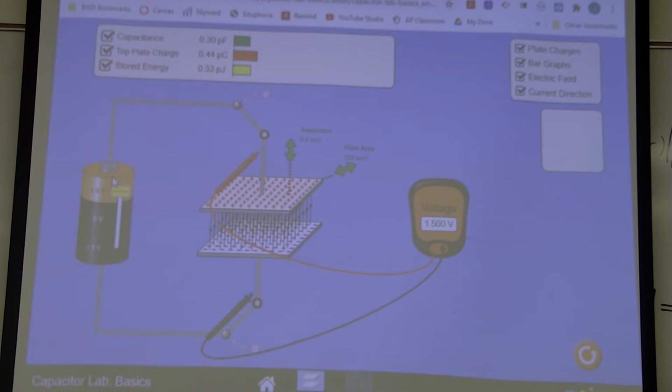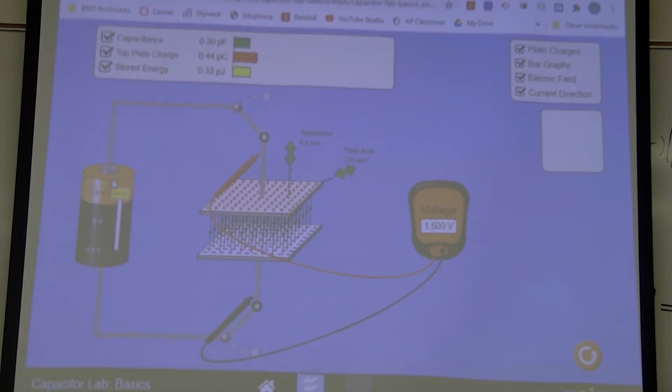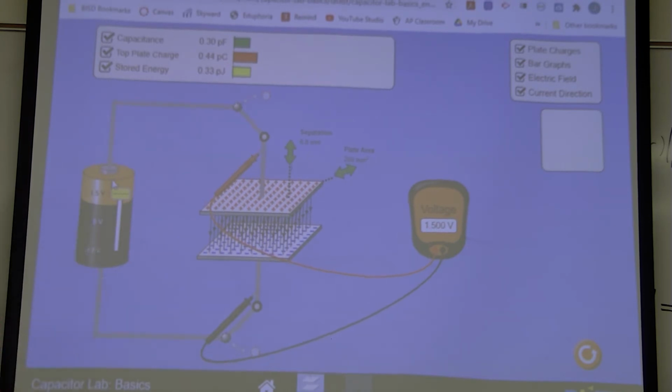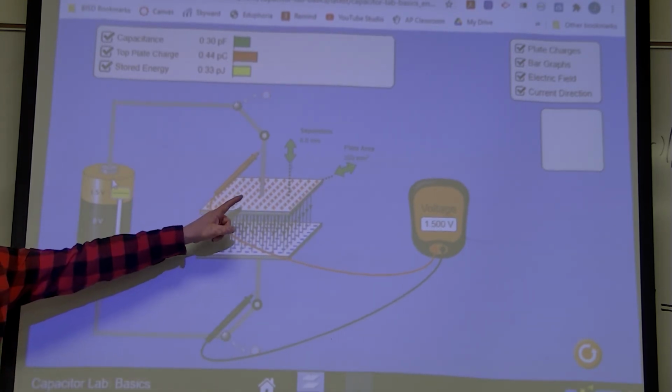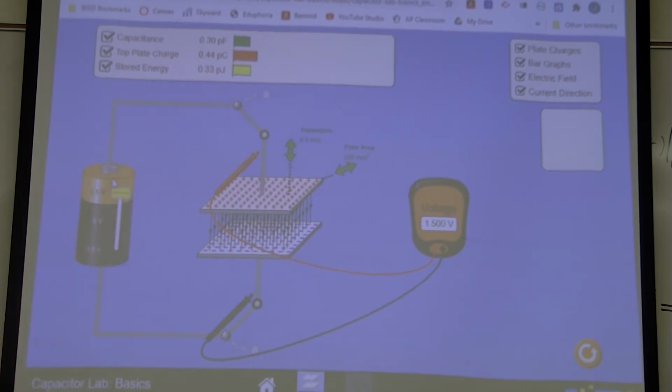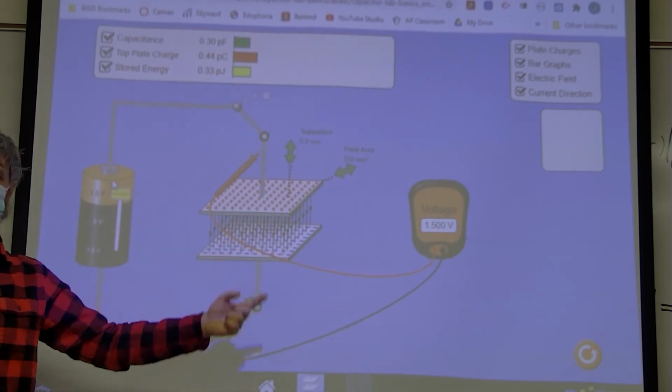Number 2 says, as voltage was being increased, what did you observe about the motion of charges in the external circuit? Well, exactly that. The electrons move from the top plate to the positive terminal, or move from the top plate to the battery, and electrons move from the battery to the bottom plate.